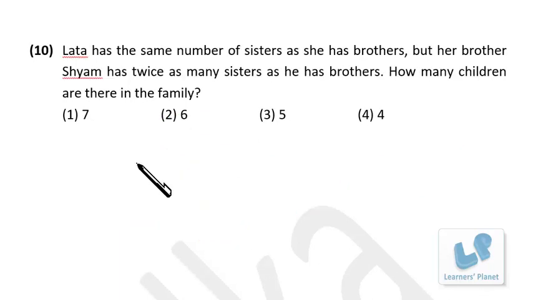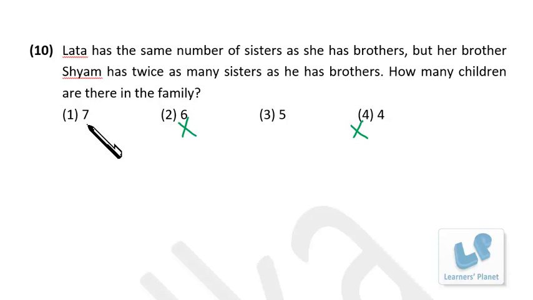Lata has the same number of sisters as she has brothers, but her brother Sham has twice as many sisters as he has brothers. How many children are there in the family? Okay, so Lata has suppose x sisters and x brothers. So in all there are 2x plus 1 children in the family. That means the number should be odd. Okay, so we just delete the even numbers. Now we can go by options.